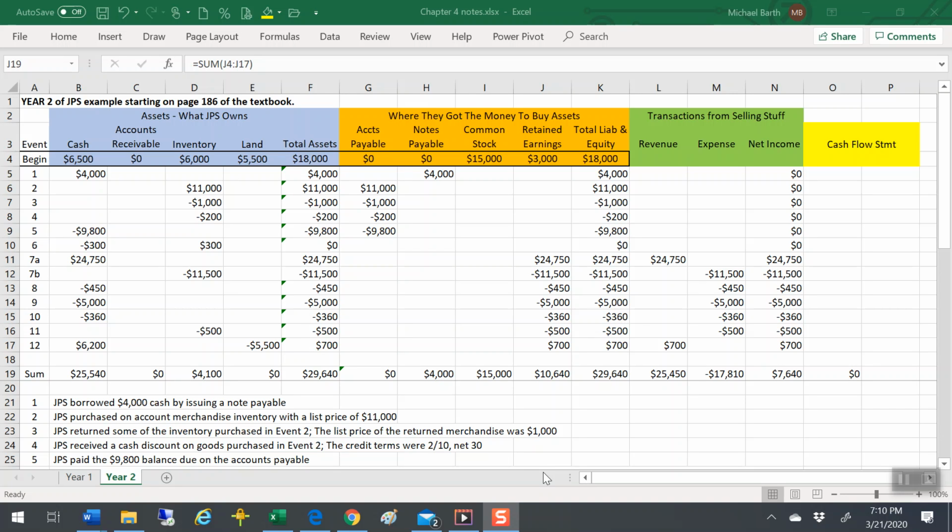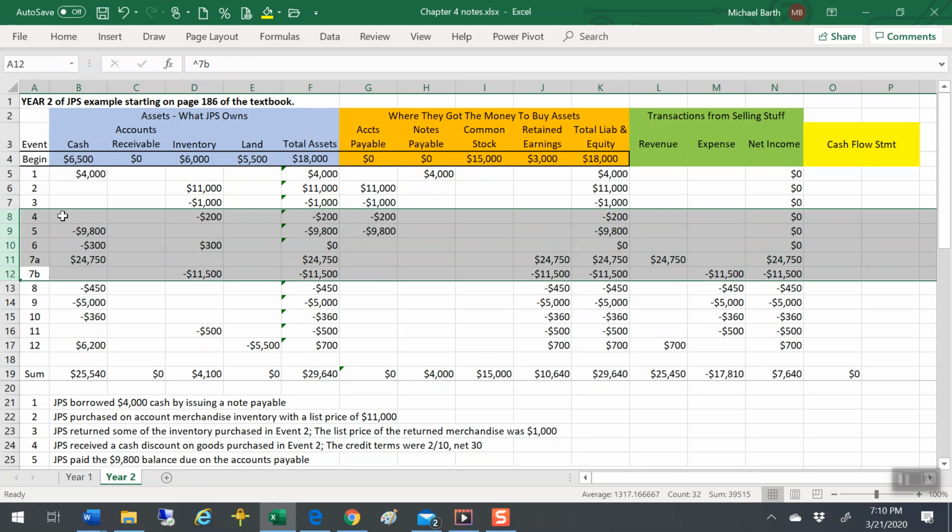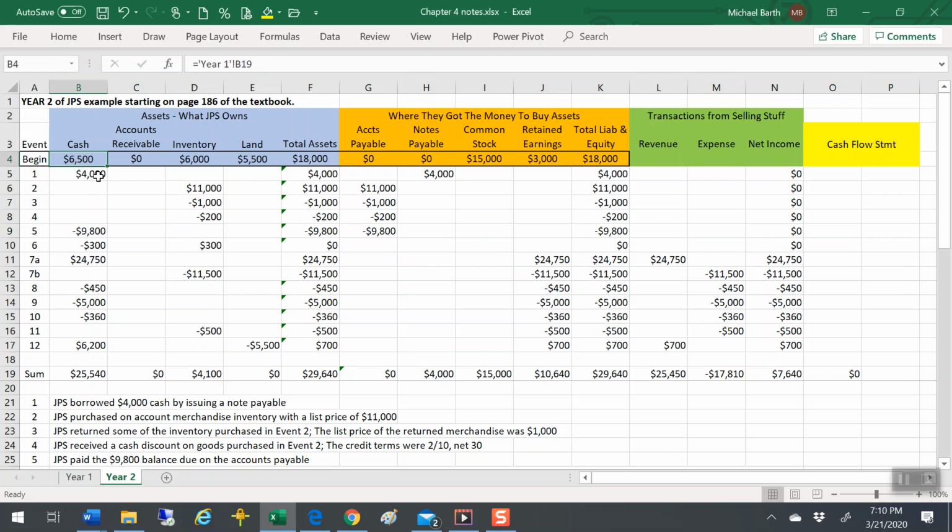All right, so in this last little bit, what we want to do for year two is now reconcile the cash flow statement. Now, as we looked at in year one, the cash flow statement is essentially out there to track what happened to cash. We started with cash of 6,500 at the beginning of the year and ended up with cash of 25,540 at the end of the year.